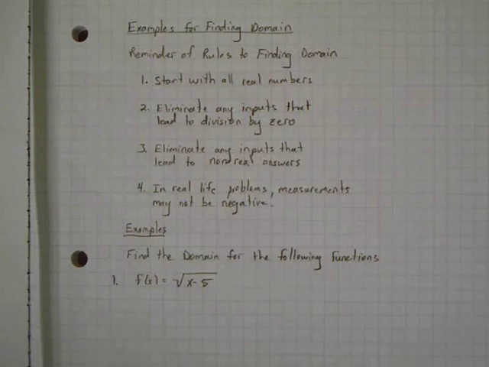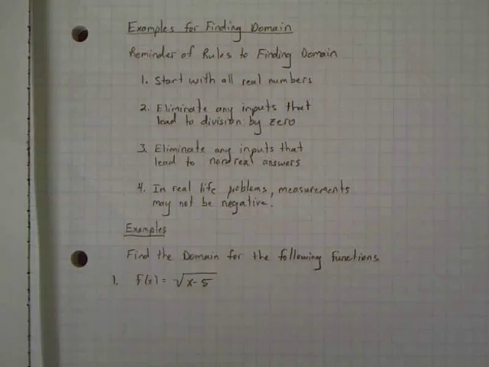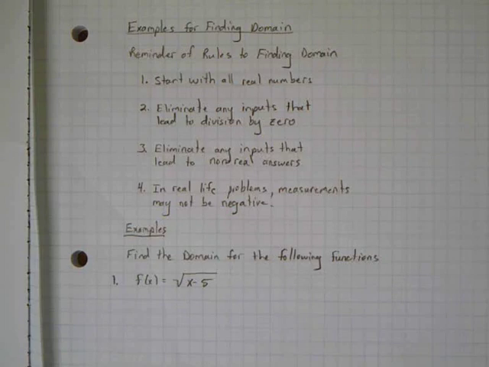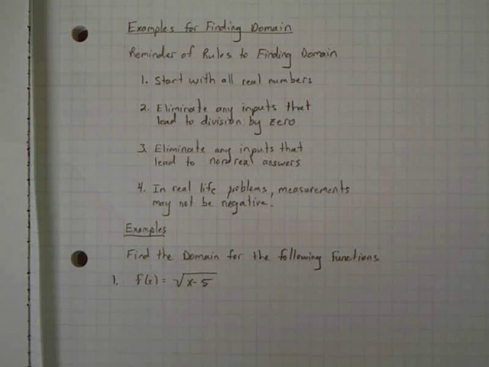The first example we're going to look at is finding the domain of the function f of x equals the square root of x minus 5. We start with all real numbers, and then we look for anything that's going to lead to division by zero. In this function, there's no division. There's just a straight square root. So we can just bypass the division by zero because there's going to be no division by zero no matter what the input is.